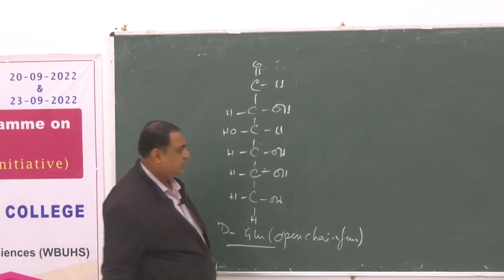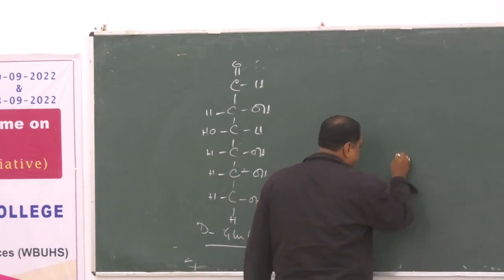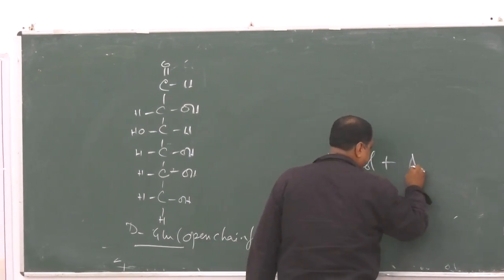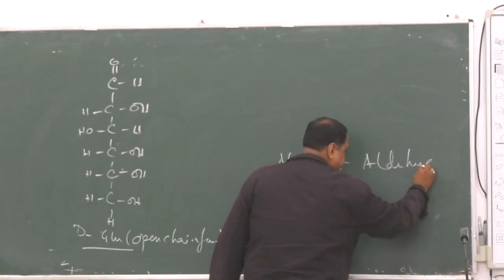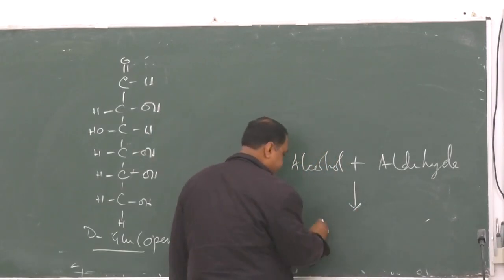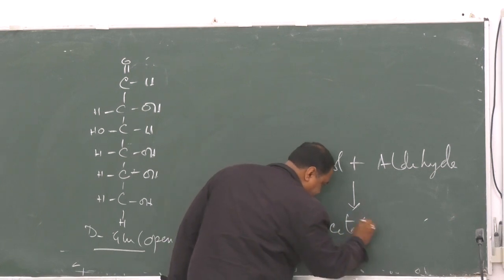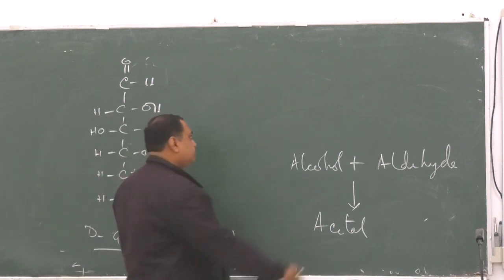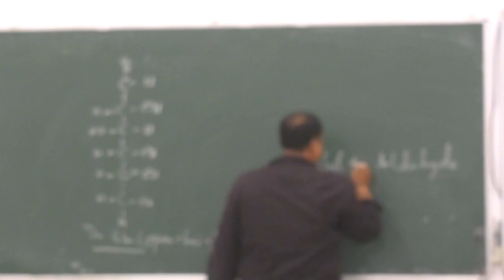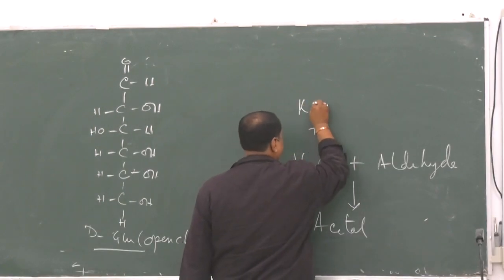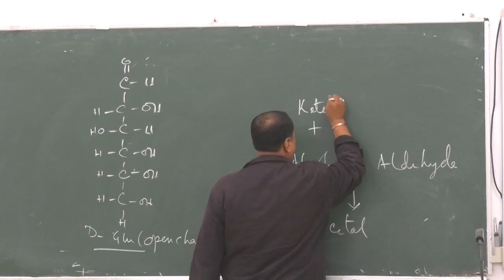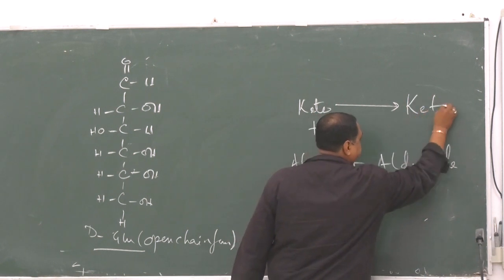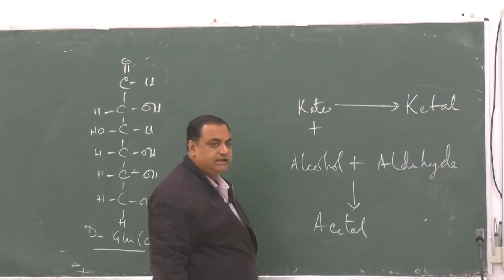Correct? Now when an alcohol and an aldehyde join, they form acetal. When an alcohol and a keto group join, they form ketal.